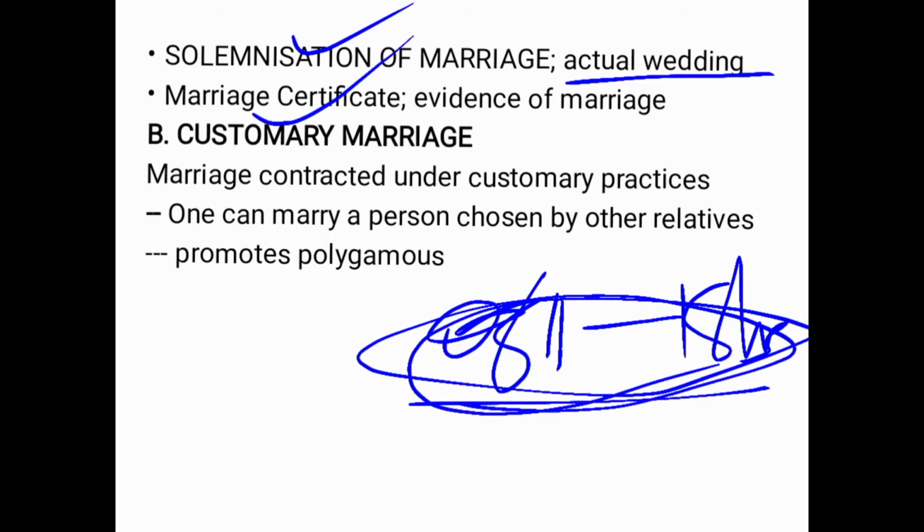The last one is marriage certificate. This is simply the evidence of marriage. A copy is kept by the registrar and another copy by the couples. The marriage is also registered in the book, kept at the council.